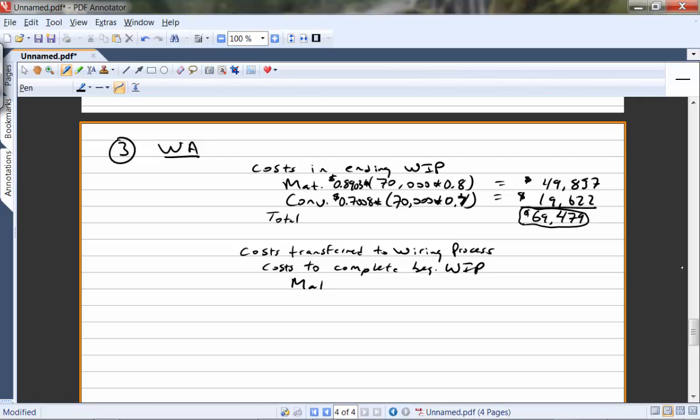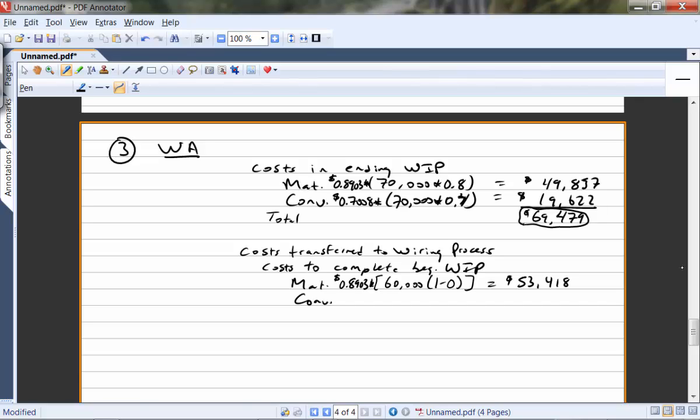For materials and then for conversion, how many units do we need to complete? We assume that there's 60,000 sitting there, and each one of them, under weighted average, is 0% done with respect to materials. So we need to complete all 60,000 of them. What does it cost us for each of these units? For materials, it costs us 0.8903. So we do this multiplication here, and we get 53,418.